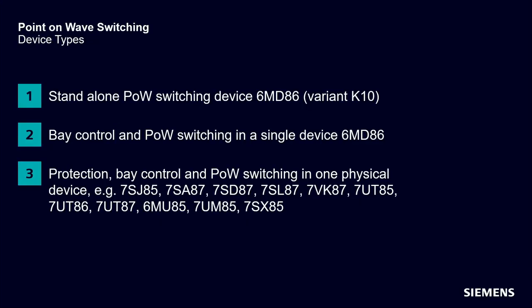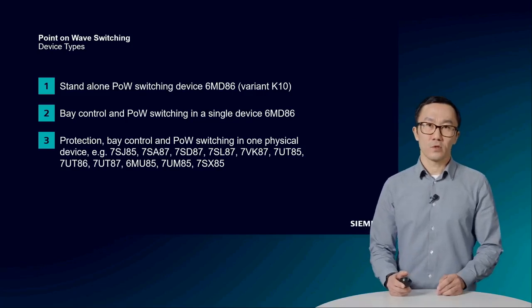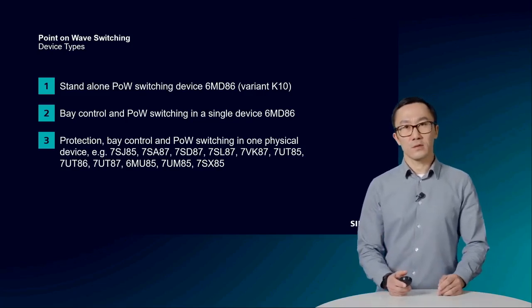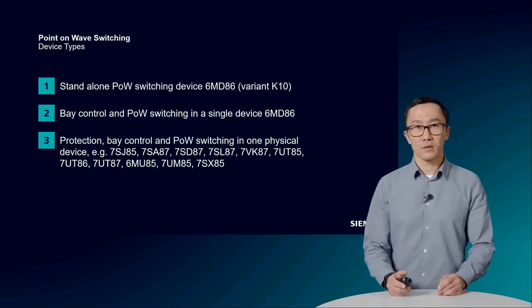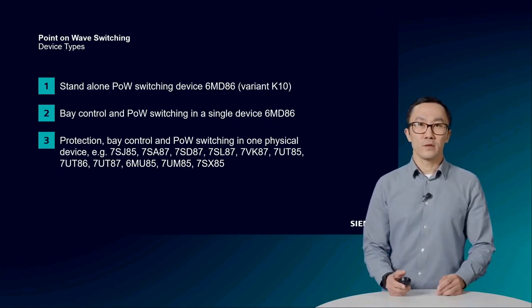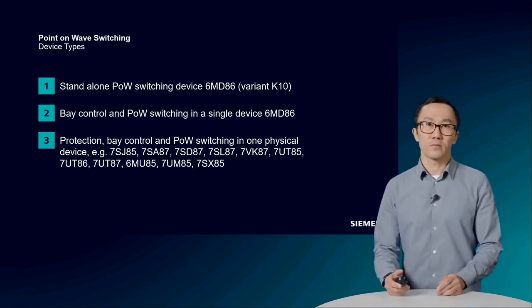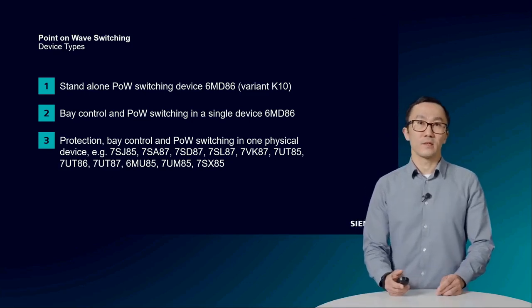So let's move now to the hardware part. Point-on-wave switching in Siprotec 5 can be ordered in 3 different combinations. As a standalone device, switching device 6MD86. For that, you should select variant K10 in Siprotec 5 configurator. Also, as a bay control and point-on-wave switching device in one single device 6MD86. For this option, please choose all other variants besides K10.